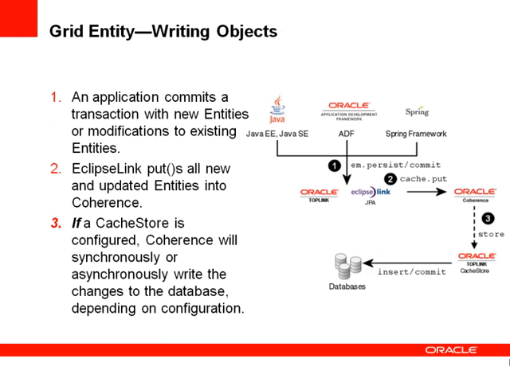For writing objects, it works in a slightly different way. An application commits entities using JPA calls, like EntityManager.persist or commit, and those entries are put by EclipseLink into a Coherence cache. They are not necessarily persisted to the database unless Coherence is configured with a cache store. A cache store is similar to a cache loader that we discussed in the previous slide, except in this case it's responsible for persisting changes to a cache to a backend source, like a database in this case. And in this case, you can also decide whether or not to do that synchronously or asynchronously.